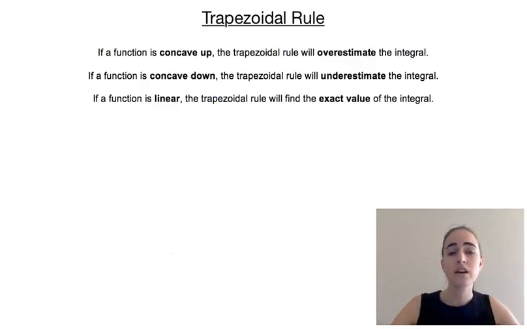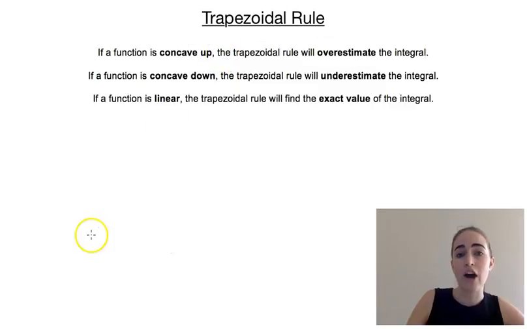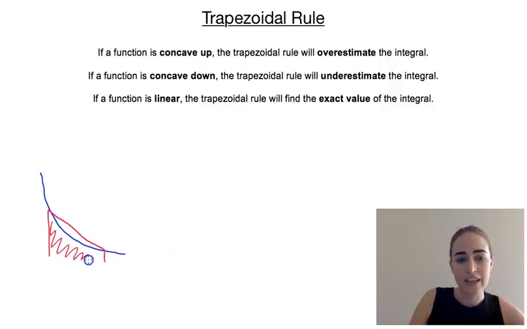One thing it's important to understand about the trapezoidal rule is whether it's going to overestimate or underestimate our integral. So if our function is concave up, like the examples that we were just doing, so we had something like this, when we evaluated that integral with the trapezium, instead of getting this area, we ended up getting this whole thing. So when it was concave up, it overestimated the integral.